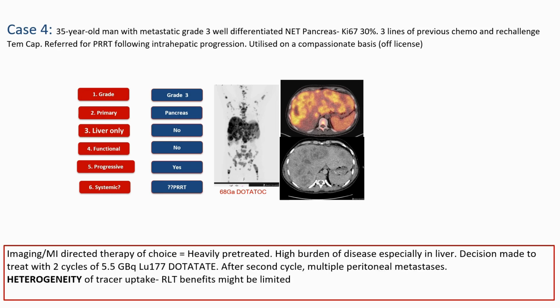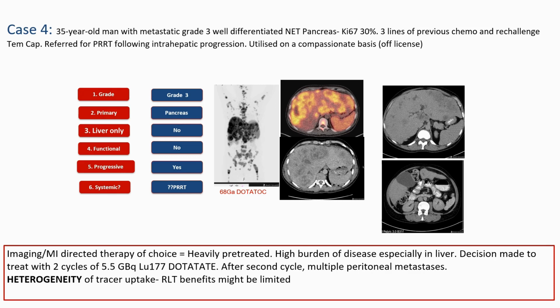And the patient only managed 2 cycles of therapy because after the 2 cycles, new sites of disease started occurring in the patient's abdomen, and this is due to the heterogeneity of uptake of the tracer. Therefore in patients where there's heterogeneous uptake, the role of radioligand therapy is still to be determined and might only have limited utility. As you can see in the follow-up scan, the patient had new sites of disease involving the nodal sites and also within the peritoneum, and this is after 2 cycles of radioligand therapy.